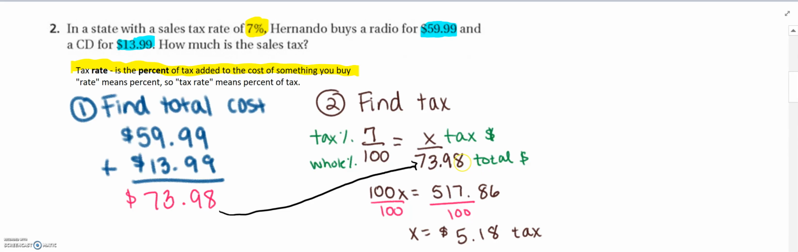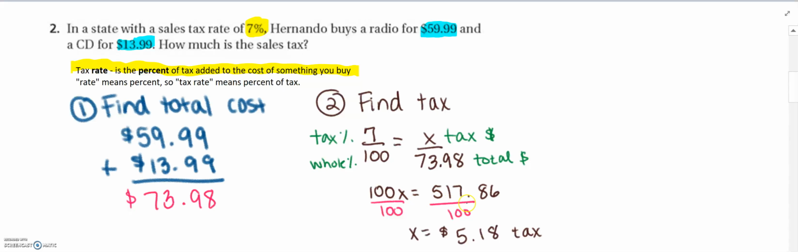So as with all proportions, we are going to cross multiply because anytime you have two fractions that are equal, the cross products will be equal. So 100 times x is 100x. Bring down your equals. 7 times 73.98 is 517.86.